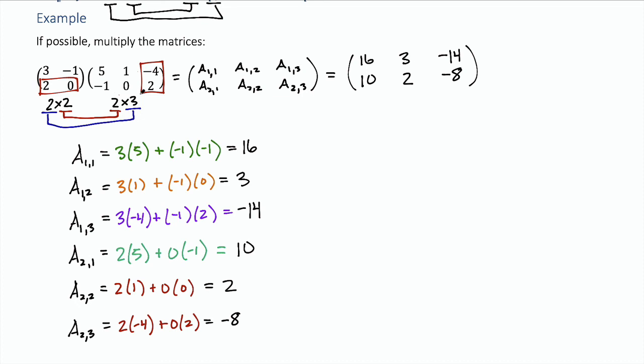So that's how we do matrix multiplication. It's pretty involved, but if you remember that for each entry you're getting, the row and column tell you which row from the first matrix and which column from the second to use, then that'll help you to be able to remember how to do these.